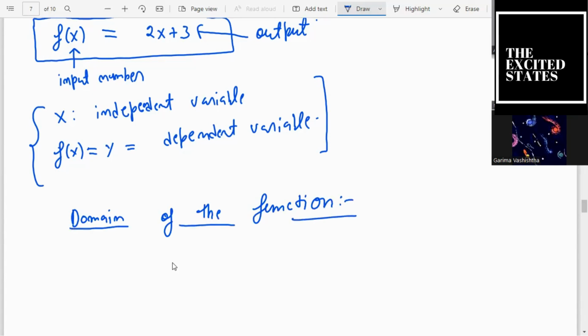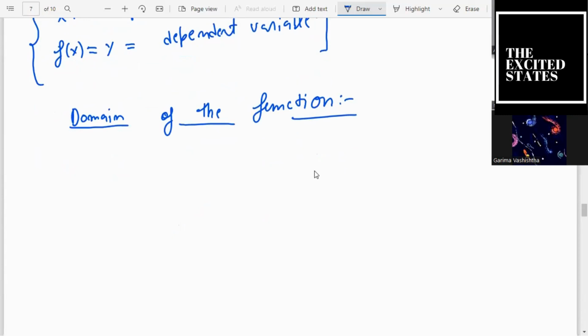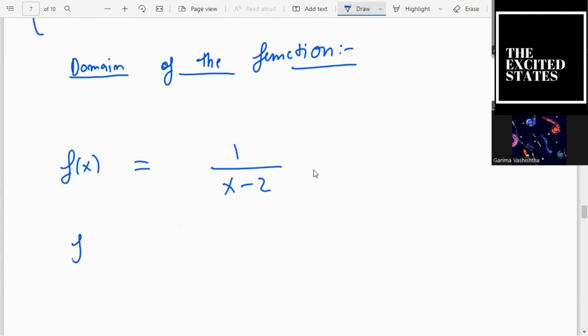So what is the domain of the function? Let me tell you first. Let me take the function f of x is equal to 1 upon x minus 2. Can you tell me what will be the value of f of 0? 1 over minus 2, so it will be minus half. What is the value of f of 1? Minus 1. Can you tell me what is the value of f of 2?